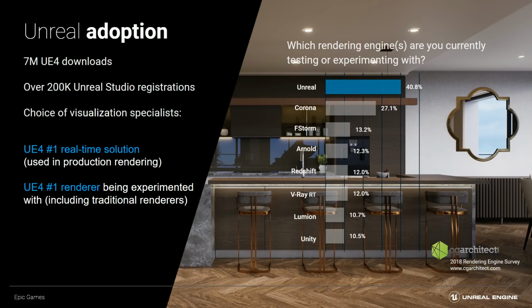The engine's been extremely successful. We've had over 7 million downloads of Unreal Engine and 200,000 registrations to the Unreal Studio beta. Visualization experts in architecture have figured out for themselves the value of Unreal Engine in Unreal Studio. A recent survey by CG Architect found that Unreal Engine was the #1 real-time solution for production rendering, and the #1 renderer respondents were experimenting with, including traditional offline renderers.